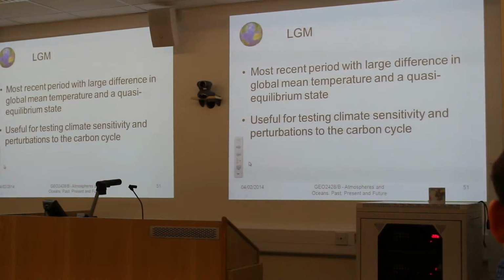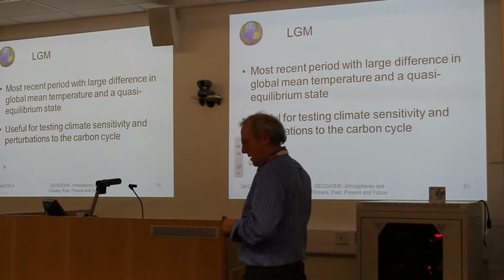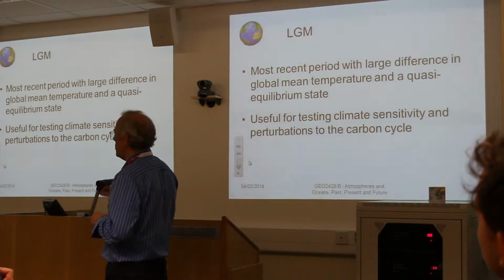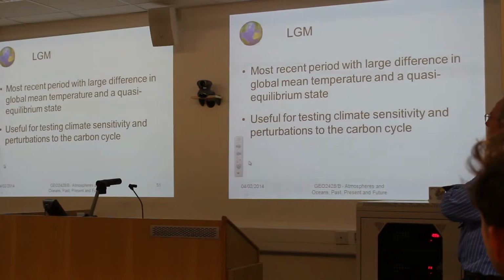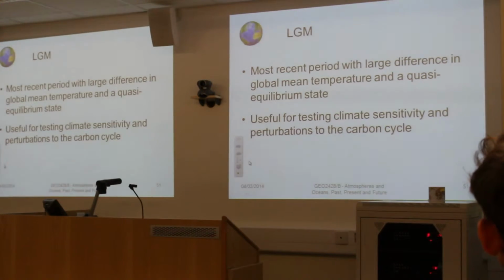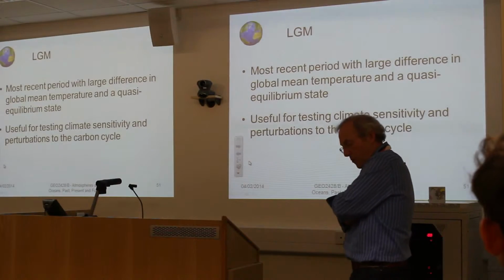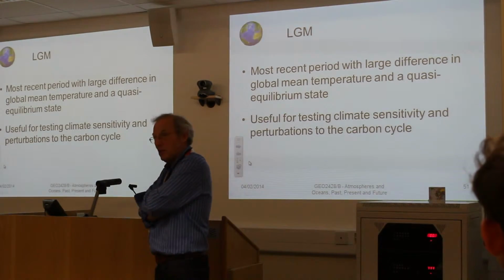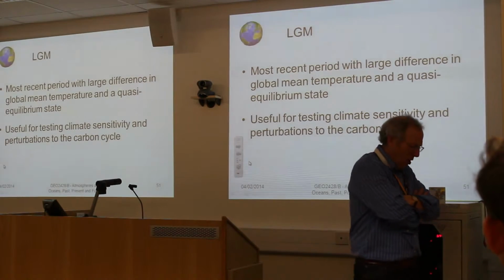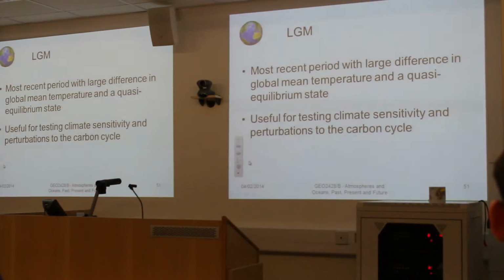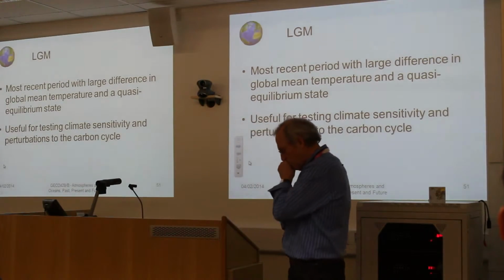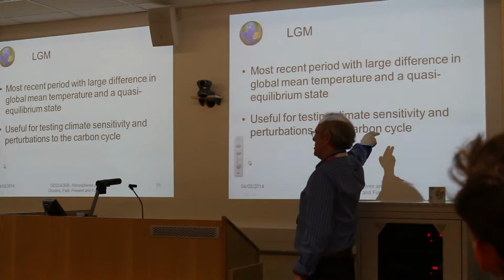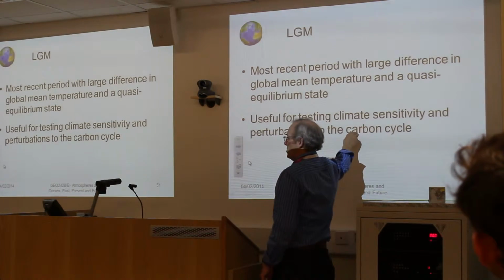Last glacial maximum, 25,000 years ago. Why is it useful? It's useful because it's the last period with huge variations in global mean temperature, because we had the great ice sheets everywhere. But it was relatively stable. We had a period when these huge ice sheets were close to their maximum in equilibrium. Therefore, we had a global climate which was very different from our own, but which was more stable than any time since then until the Holocene. What that allows you to do is test climate sensitivity, and especially change to the carbon cycle.